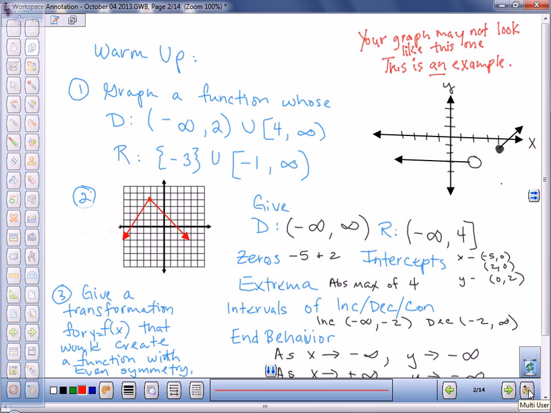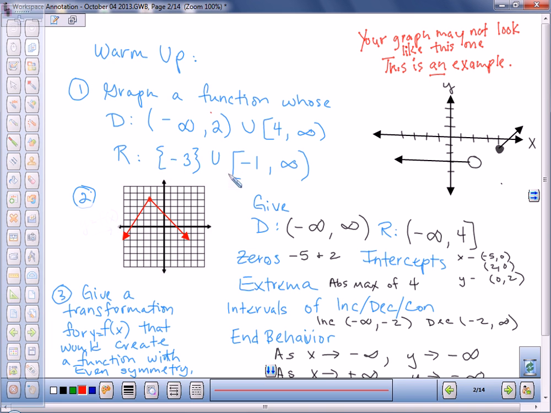Okay, on your warm-up, I asked you to give a function whose domain was this and whose range was that. So here is an example. Your graph may not look just like this one, but this is an example of a function that could do this. All right, so the domain goes from negative infinity to 2, and the range is negative 3 here. So from negative infinity to 2, it could look like this. Now, it doesn't have to be this because the range, we could do it slightly different.